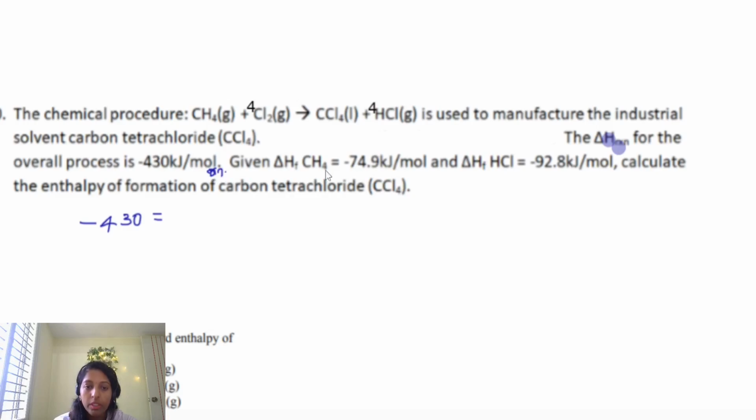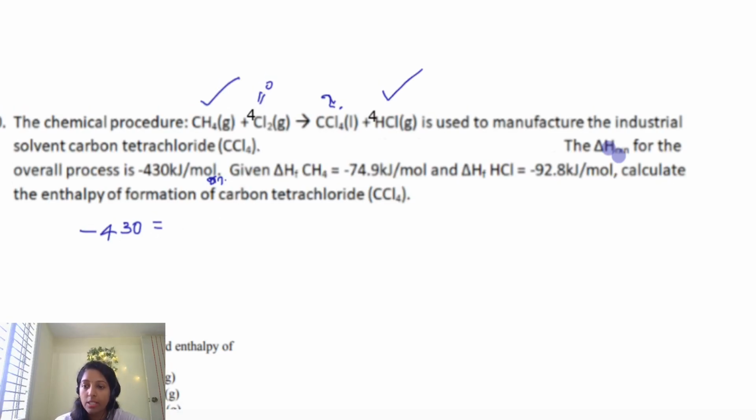Okay, so formation enthalpy of CH4 is given. Formation enthalpy of CCl4 is the question. Formation enthalpy of HCl is given. Okay, what is the formation enthalpy of Cl2? Every element in its native form, formation enthalpy is 0. Okay, so this one is 0. So what's the equation? Products minus reactants.